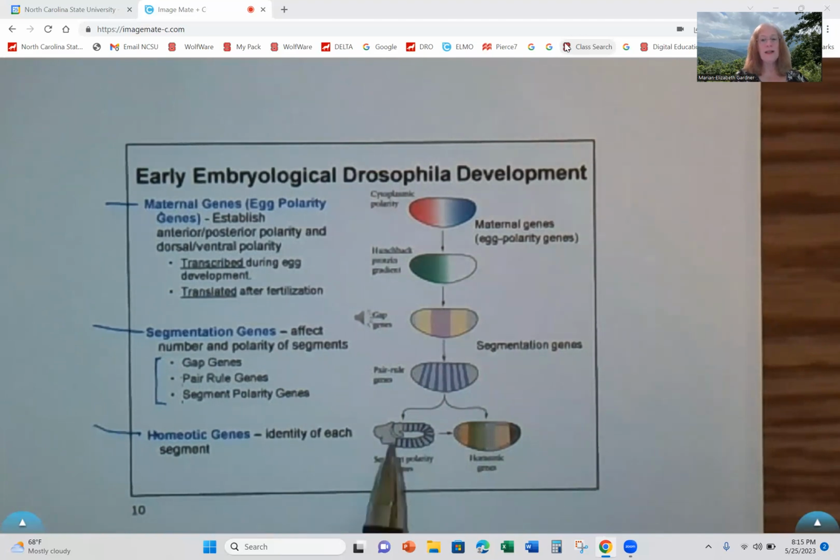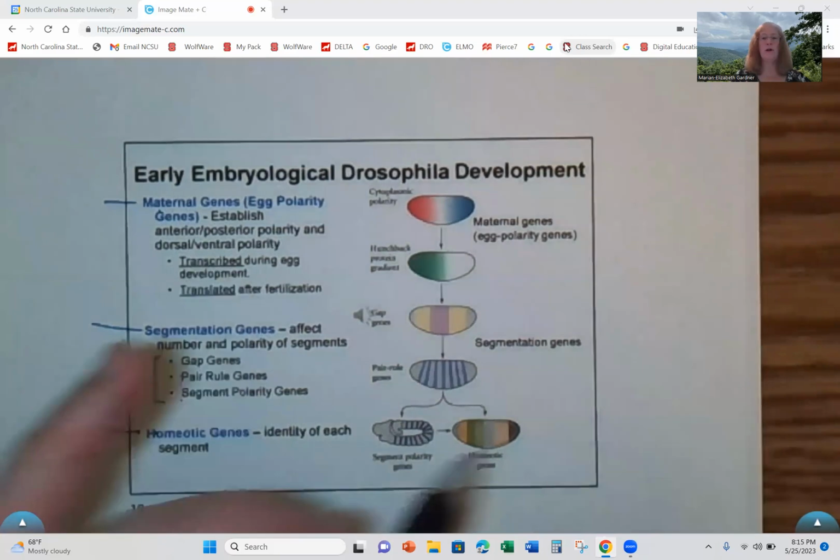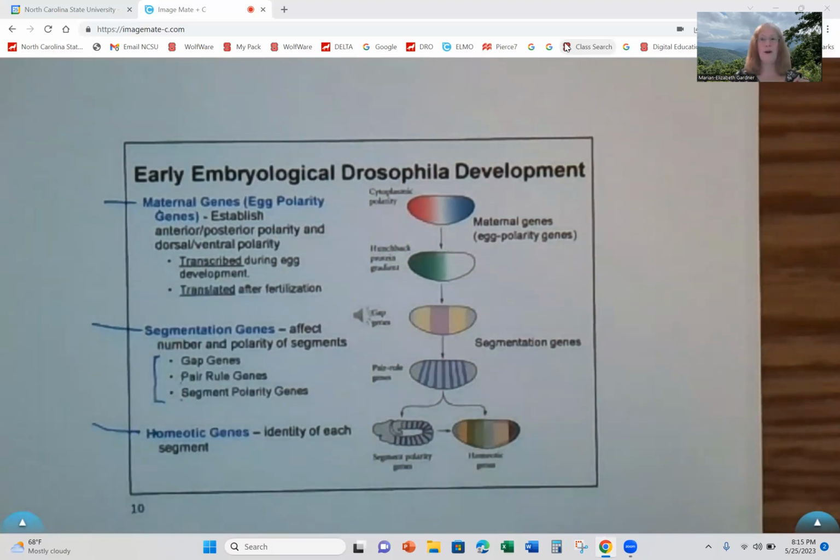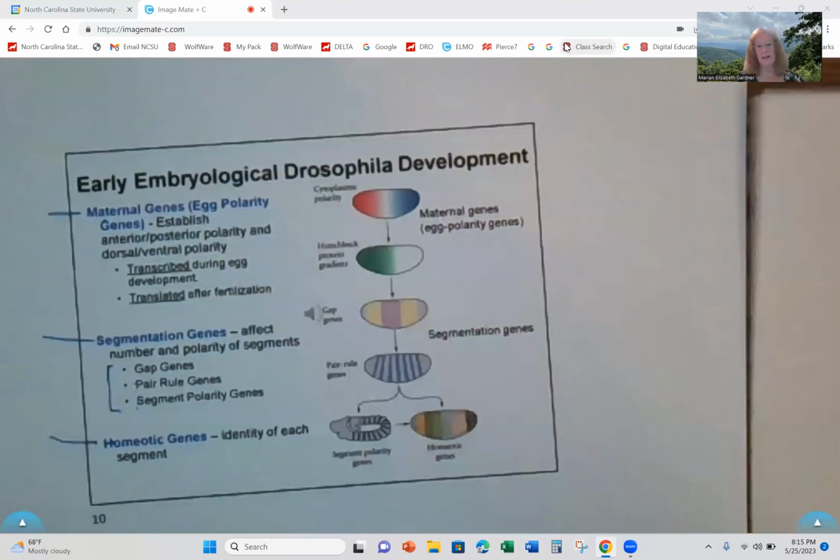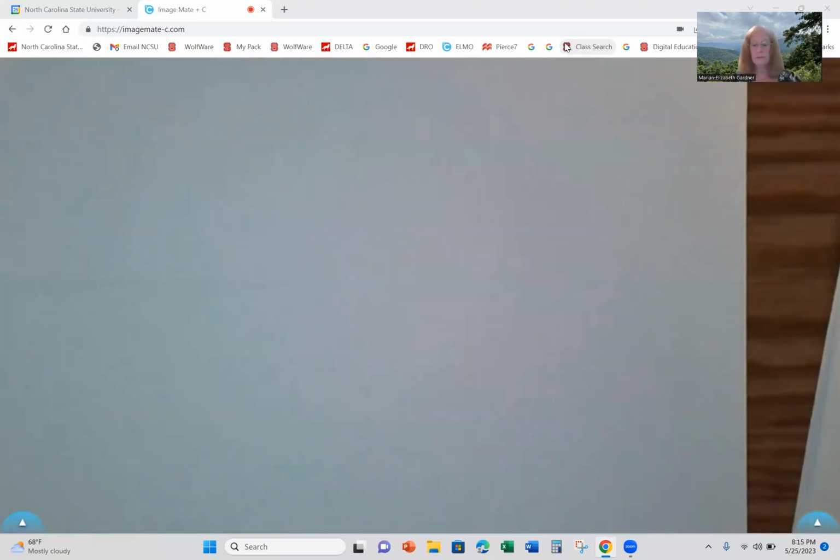And what's really cool is that the segments laid down in the early embryological development hold all the way to the adult. And that's even more amazing when you think that it goes from the egg through 3 larval instar stages, the pupa, and then the adult. So these structures for the adult are determined and where they're supposed to be early in embryological development. So that is just, I think, incredibly cool.